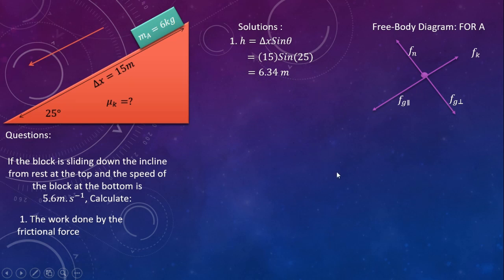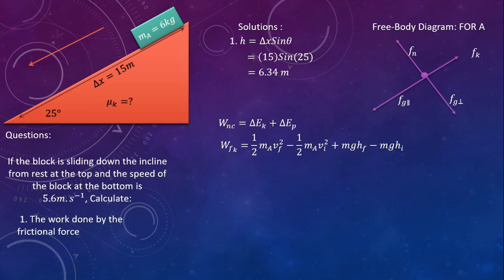Now that we have the height, we can use that theorem. It says that the work done by a non-conservative force is equal to the sum of the change in the object's kinetic energy and the change in the object's gravitational potential energy. The non-conservative force that is going to do work on the system is the frictional force, so it's going to be the work done by the frictional force. The change in kinetic energy is just half m vf squared minus half m vi squared, and then this will be the change in the gravitational potential energy.